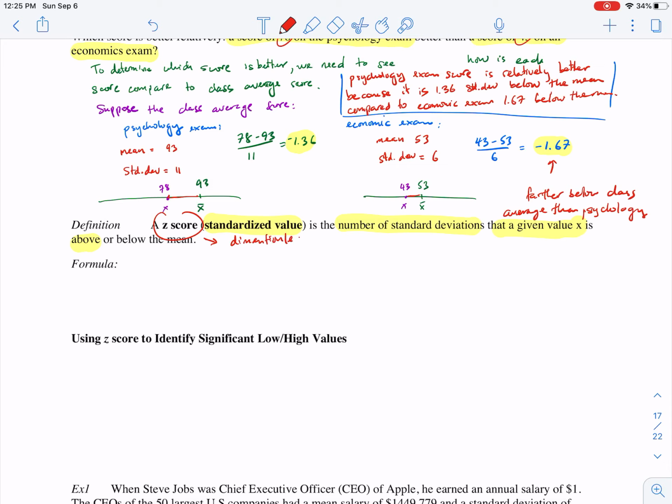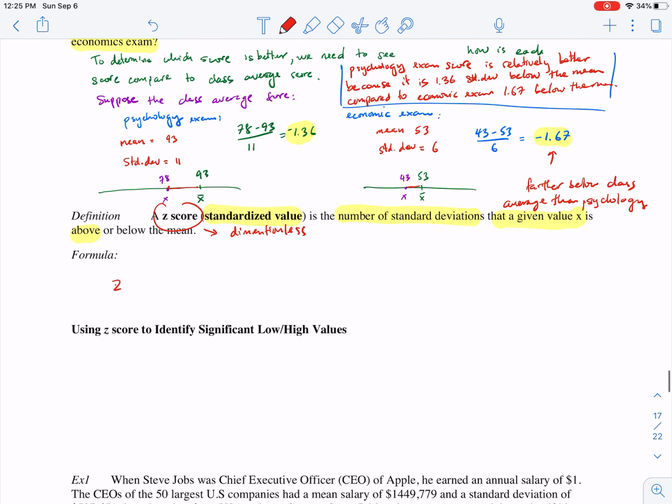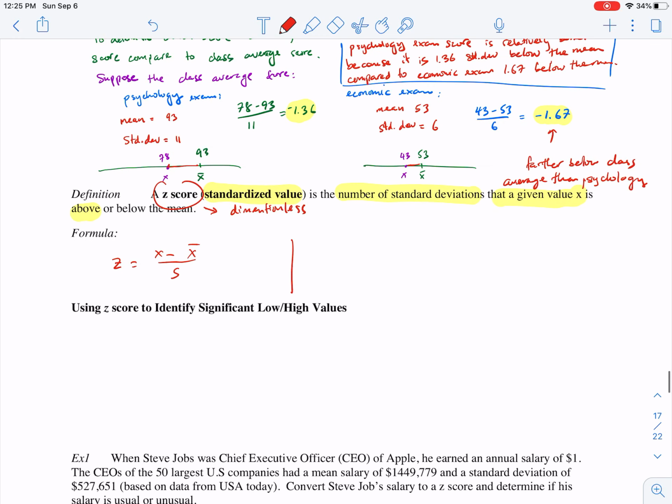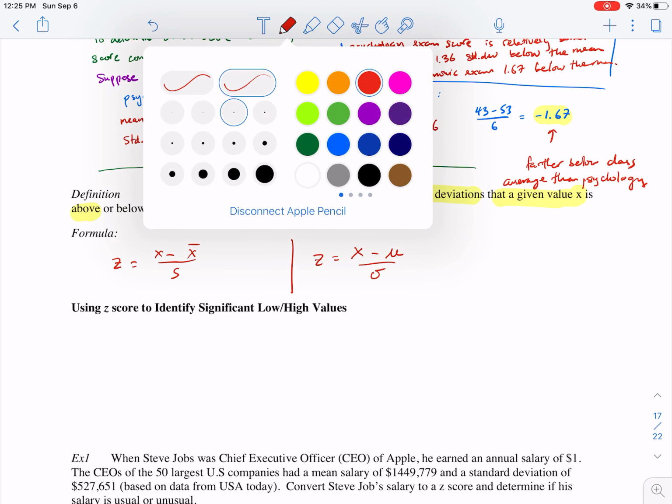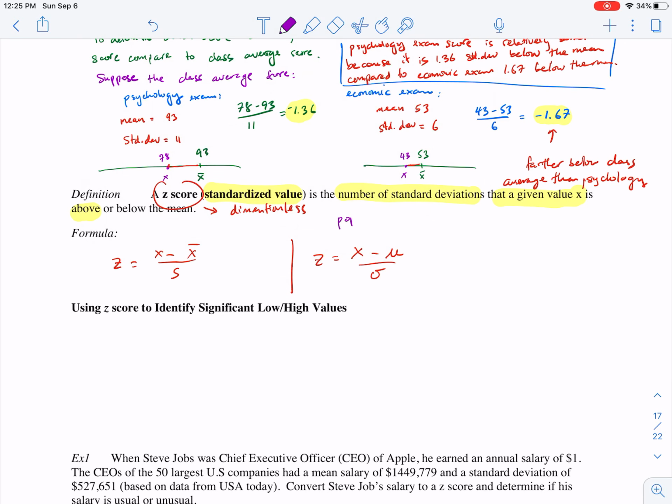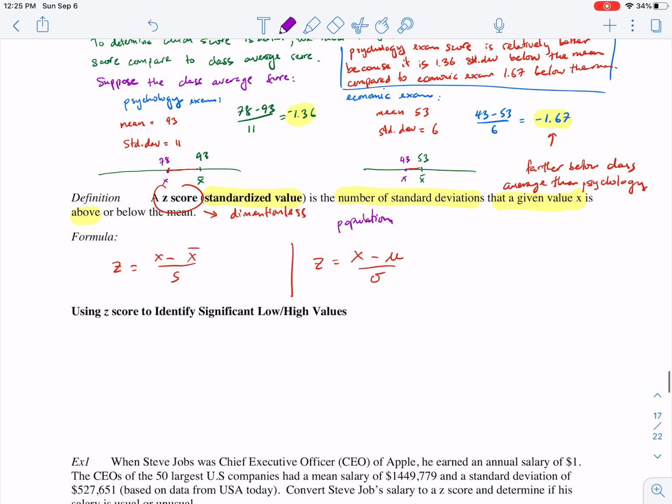Meaning we don't have a dimension, so we just look at the position where it is. And the formula is z equals x minus x bar over s. So this is for a sample. And for the population, z equals capital X minus mu over sigma. So one is population, one is sample.